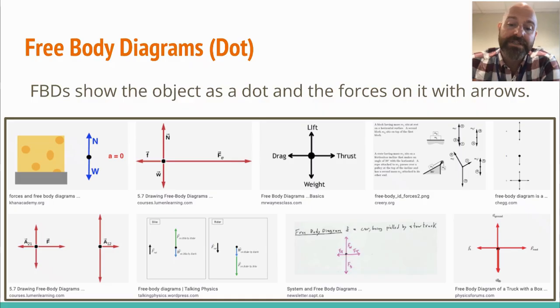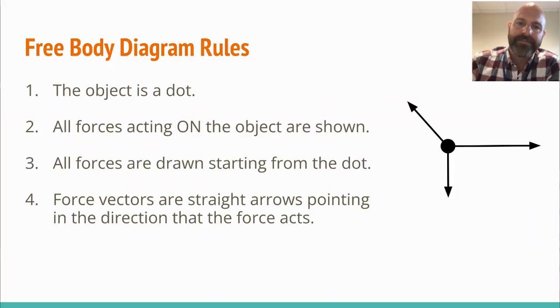And here, this is just the result of some image search for free body diagram. And you see they all are a little bit different, but they have some features in common in every case. And the kind of 4 rules for free body diagrams is that the object is a dot. It can be a big dot or a small dot, whatever you need to draw your diagram well. All forces acting on the object are shown. If it's a force, it needs to be on this diagram.